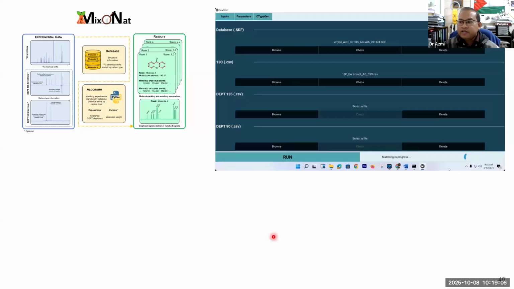Okay. The result is based on the database we created. That's why you have to find and make a good database, to make sure you manage to isolate the compounds.